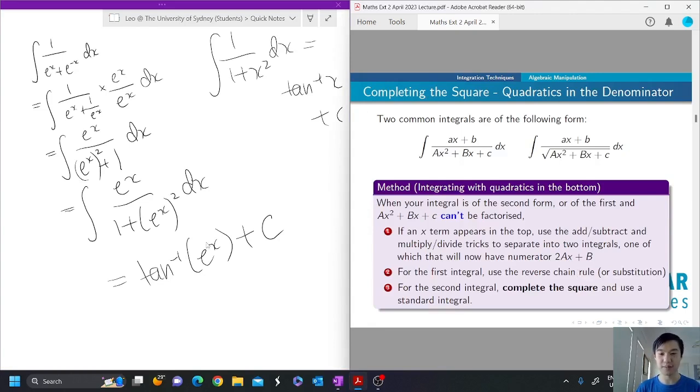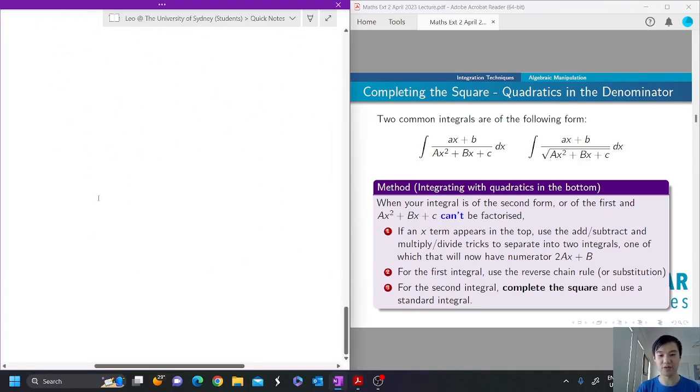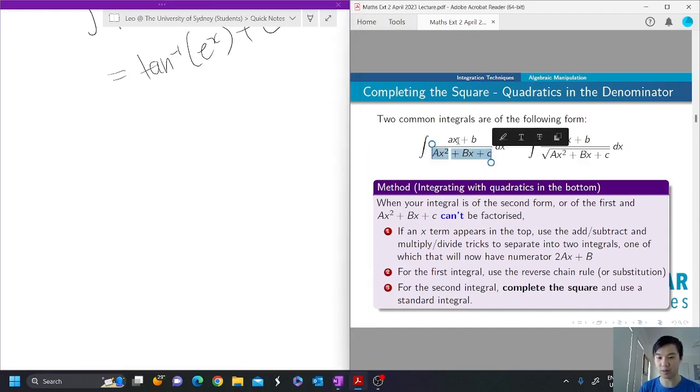So, another technique that you might have in algebraic manipulation is completing the square. And this is a cool technique you can use when there are quadratics in the denominator. So you might have an integral where there's a quadratic like that with a function on top, and you might have the quadratic within a square root.